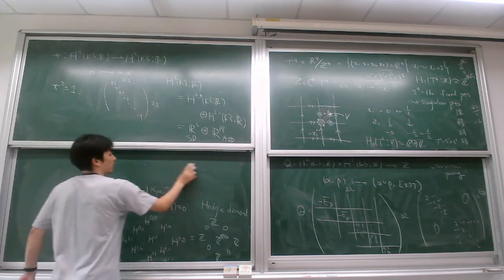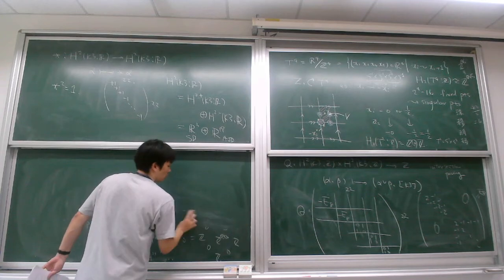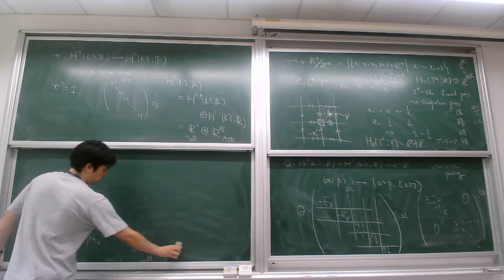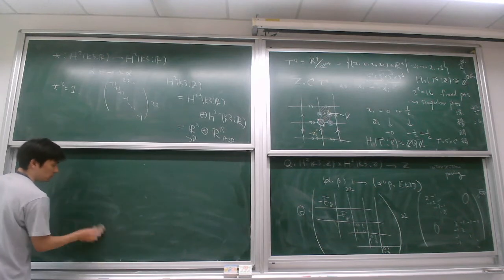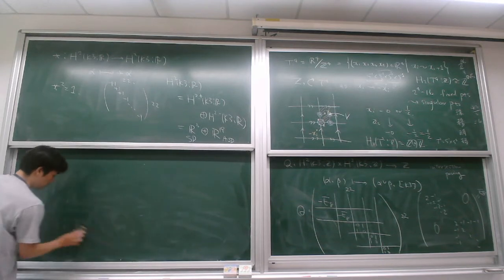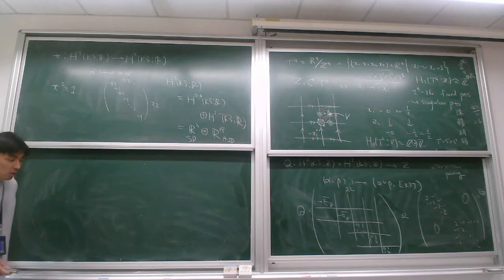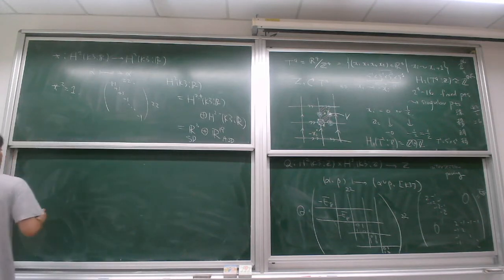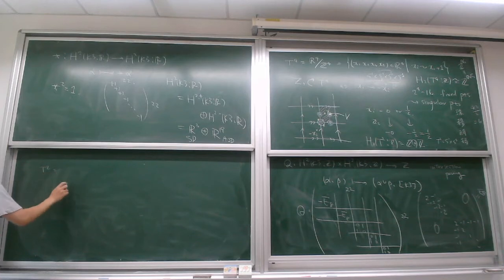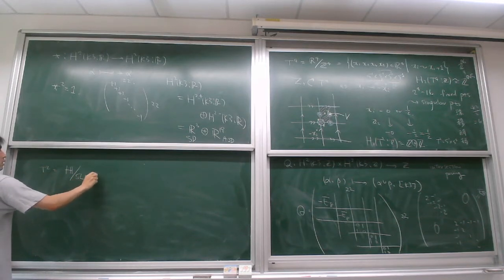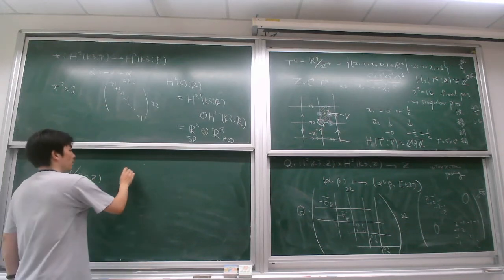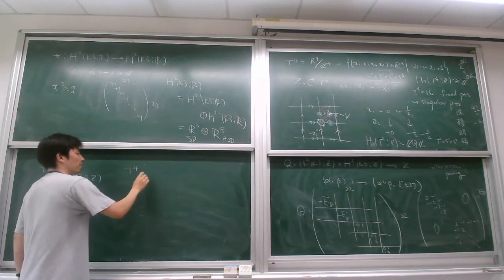So again, as I mentioned, for T2 the modular space is H mod SL2Z. It's complex one-dimensional. And then for T4, you have a similar thing.